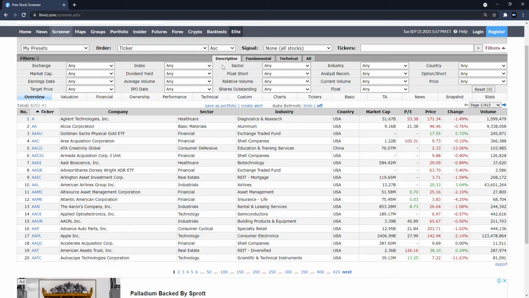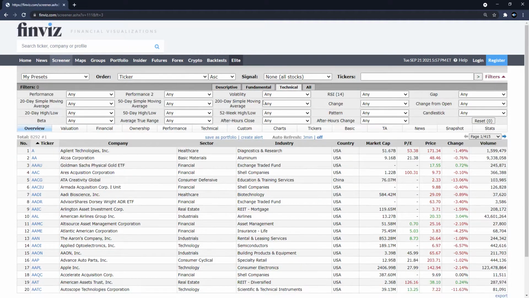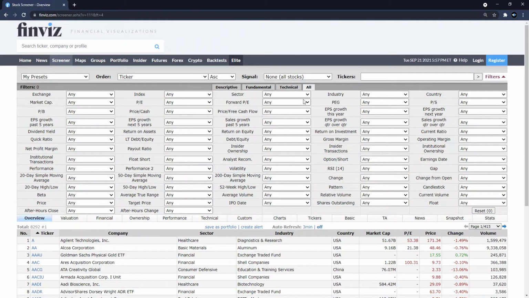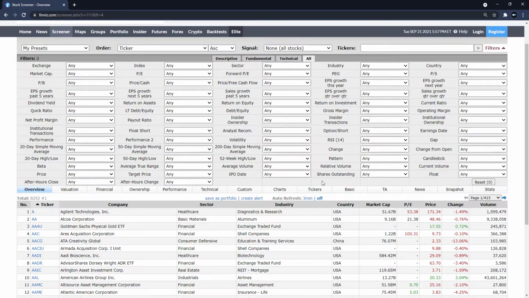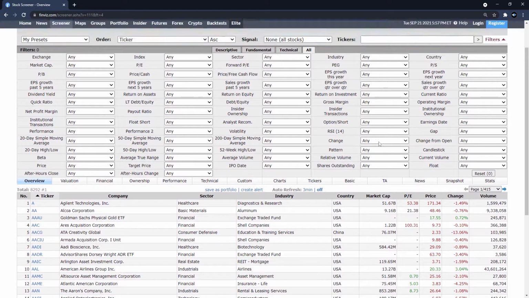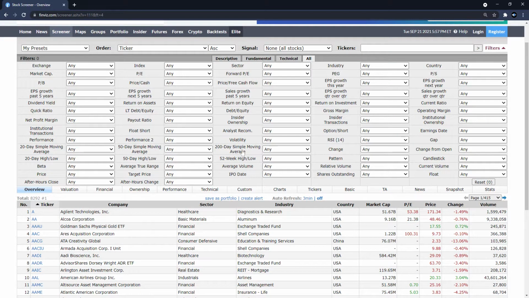I don't analyze through these windows right here, the descriptive, the fundamental, and the technical windows. I don't go through that. I only go through the All tab right here. And of course, it will be easier for you guys. At the end of the video, you can screenshot the screener and use it whenever you want.